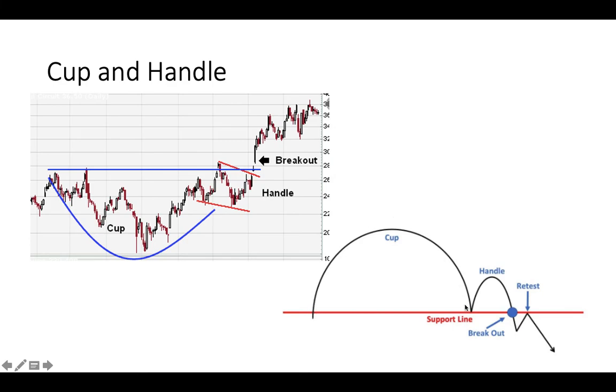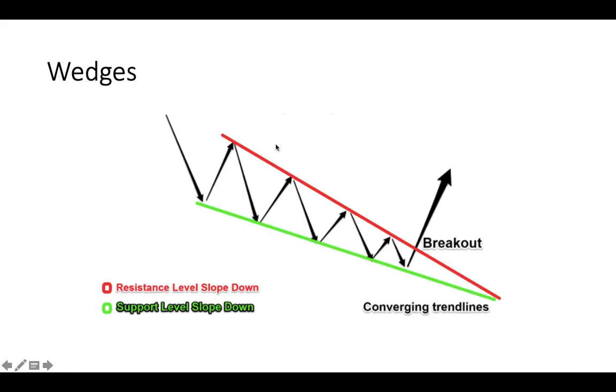You have a big curve over here, and then you have a small curve. Once the support line has been broken, there will be a retest of this stock at the support line, and then it just breaks out and goes down. So similarly on the opposite side. Next is wedges. As the diagram suggests, the stock moves in a triangle, in a downward triangle.